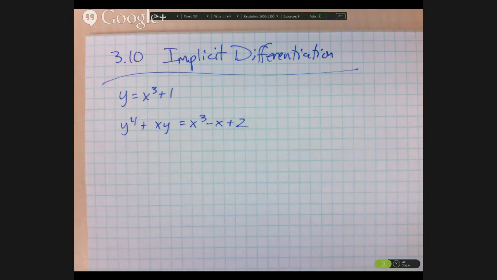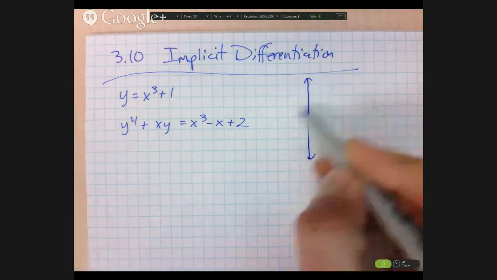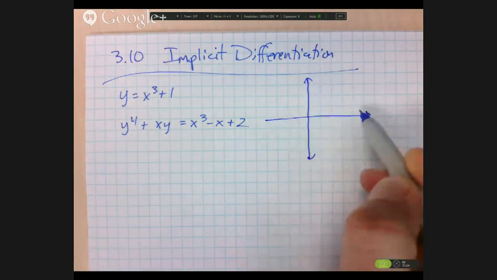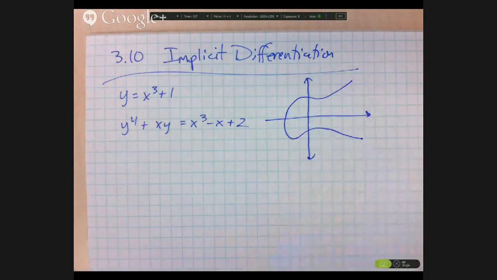Okay. So this is just an illustration as to why we have implicit differentiation. Sometimes the variables get kind of nasty messy. You know, the graph of this one looks something like that. Okay, that's what that graph looks like.